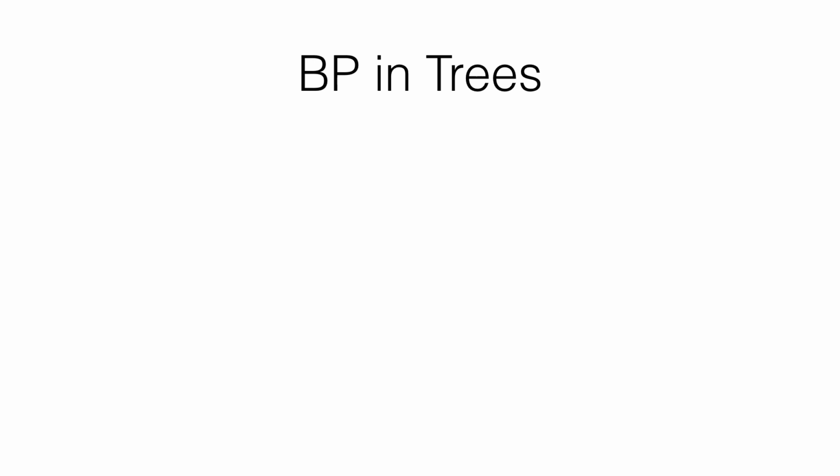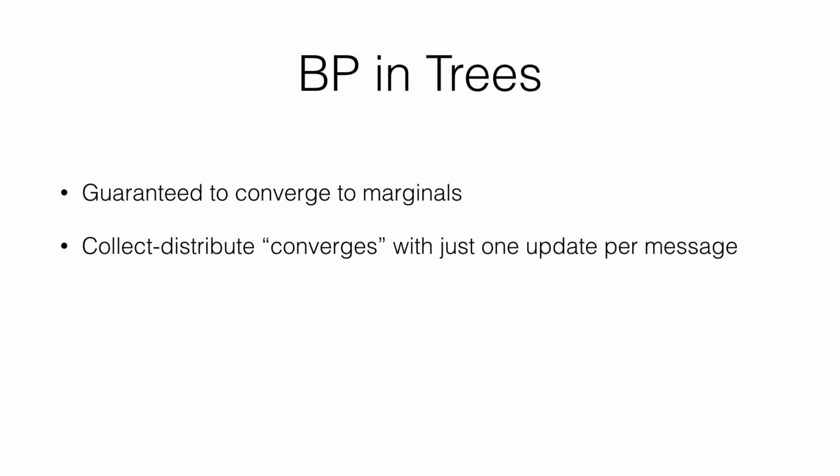So this is the collect and distribute procedure, and it's guaranteed to converge to the marginals, just like loopy belief propagation. But the nice thing is that it just takes one update per message. So remember, there's one message for each direction on each edge. So there are 2 messages per edge, and in this collect and distribute procedure, we traverse each edge once to collect and then once to distribute. So we actually only update each message exactly once, which is a linear time operation, which is really great news for tree structured Markov random fields.